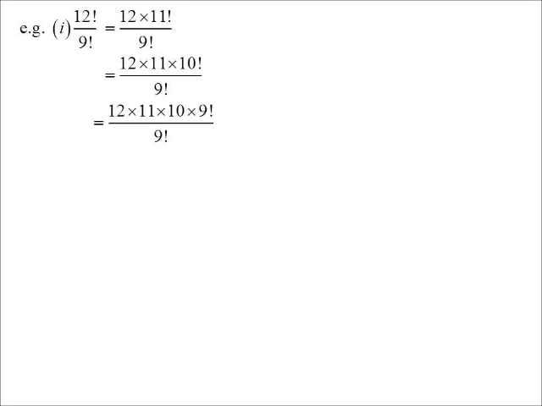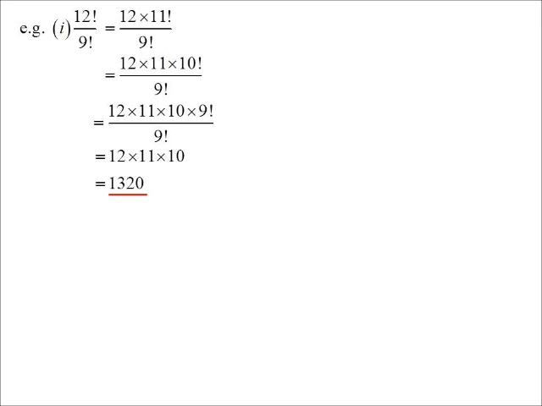So you get a question like this, and let's pretend our calculators are broken, but sometimes it's quicker to do it without calculators anyway. 12 factorial on 9 factorial, I can rewrite as 12 times 11 factorial on 9 factorial. So remember the definition, 12 factorial is 12 times 11 factorial. But then the 11 factorial I could write as 11 times 10 factorial, and the 10 factorial I could write as 10 times 9 factorial. But now I've got 9 factorial on top and bottom, it's simply 12 times 11 times 10.